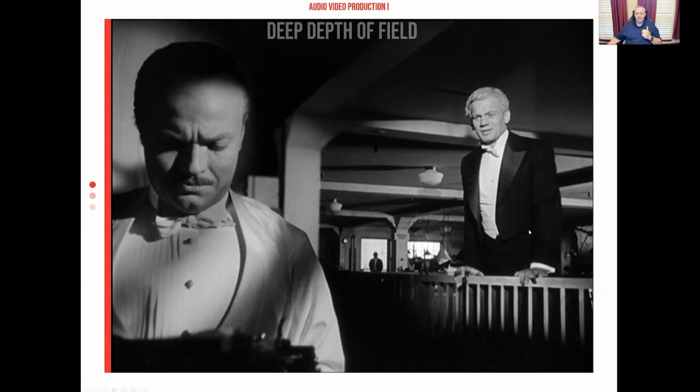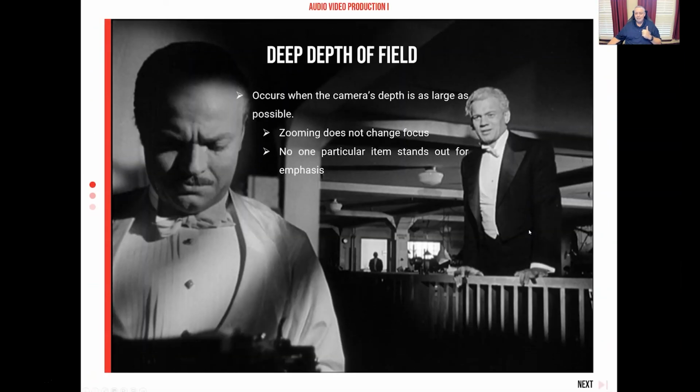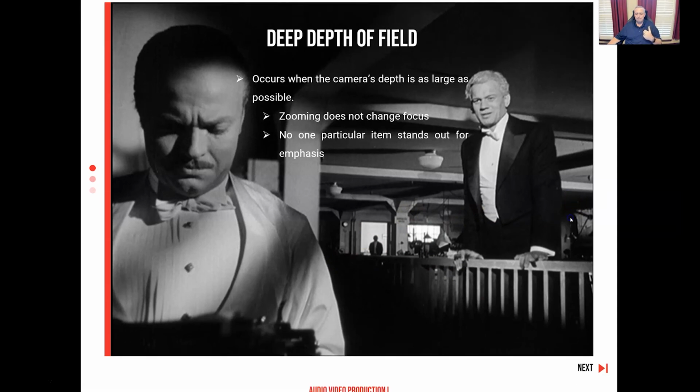So let's look here in this one right here. This is a deep depth of field. The camera's depth is as large as possible. I can zoom in and out. It doesn't really change focus, but nobody really stands out here. Everyone is pretty much in focus. Even this guy in the back isn't too far out of focus here. Really deep depth of field here, but it really kind of gets you into the whole scene.